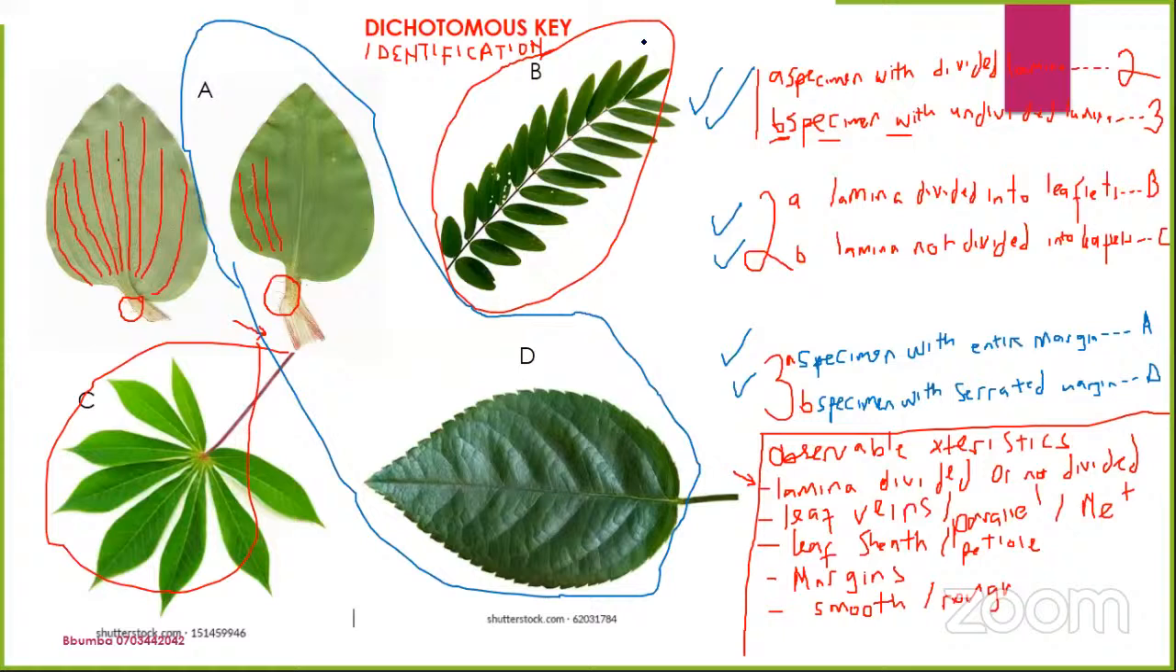One from Vivian. Yes, Vivian. Teacher, I'm wondering why you've only used three numbers, yet there are four specimens. Thank you for that question, Vivian. For a dichotomous key, when you are given a number of specimens, to get the number of couplets that you use, you subtract one. If you are given five specimens, you use four couplets. If you are given seven specimens, you use six couplets. If you are given three specimens, you use two couplets. In this case, we are given four specimens, so we use three couplets. I hope I've answered you.